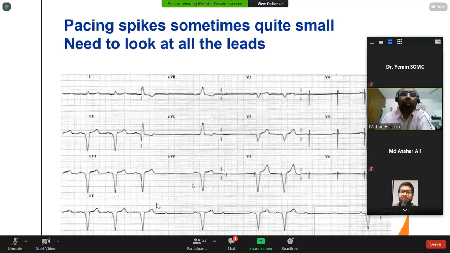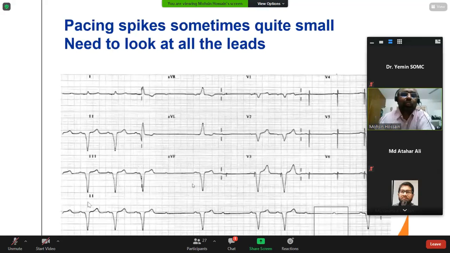In this ECG, we can see pacing spikes are sometimes quite small, so you have to look at the ECG very carefully. The filtering capacity of current new ECG machines is very good, so it is very difficult to see the pacing spike. Sometimes we see reports saying there is LBBB, but we cannot see the pacing spike. So initially we have to look for the pacing spike.